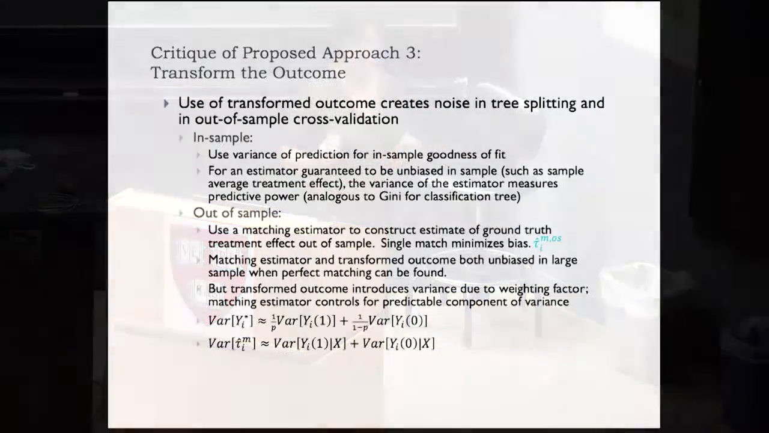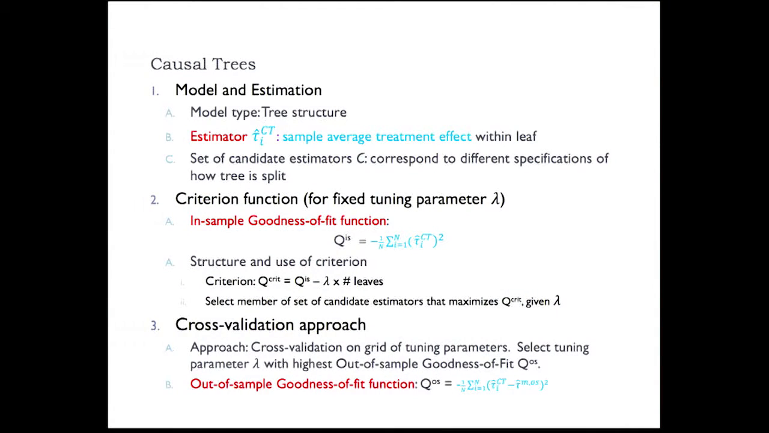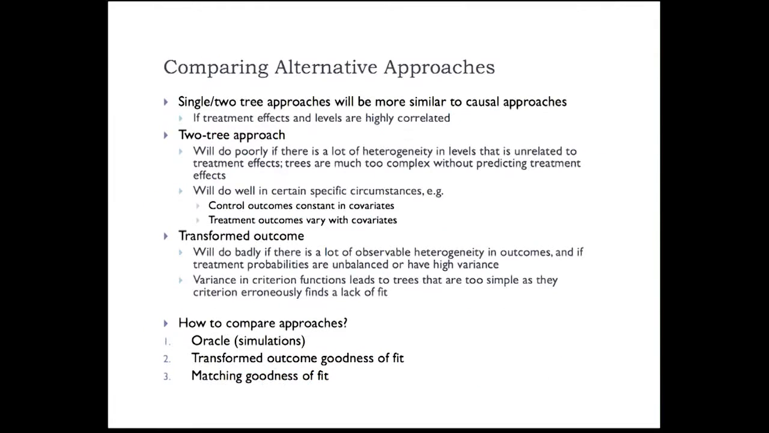Out of sample, we have a harder problem because the prediction is not unbiased out of sample. And so what we propose there is a nearest neighbor matching estimator, so that for Scott, I'll match him up with Dennis, and I'll take the difference between your temperatures as the ground truth. And that's going to be much lower variance, because I'm going to account for your covariates, and I'm not going to do this crazy -1 thing. Okay, so that's our proposal: sample average treatment effect within a leaf, variance across leaves as the way to measure goodness of fit in sample, and compared to a nearest neighbor matching estimator for the ground truth out of sample.